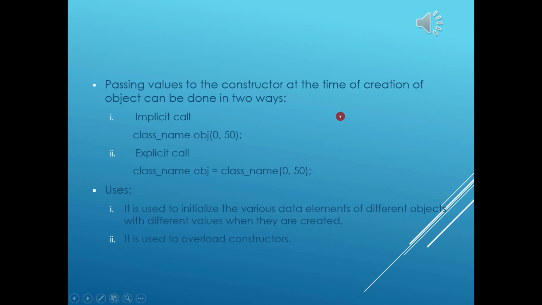Passing values to the parameterized constructor can be done in two ways. The first one is the implicit call, the second one is the explicit call. The syntax for both ways is shown here. The uses of parameterized constructors are: first, it is used to initialize various data elements of different objects with different values. Second, it is used to overload constructors.